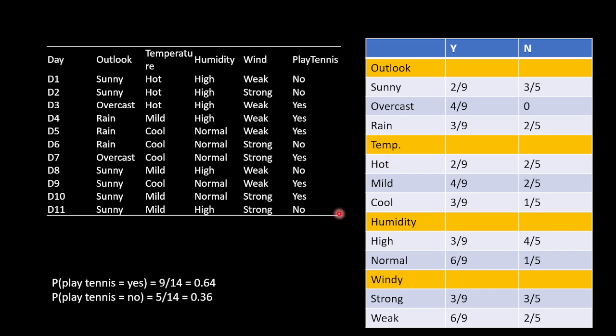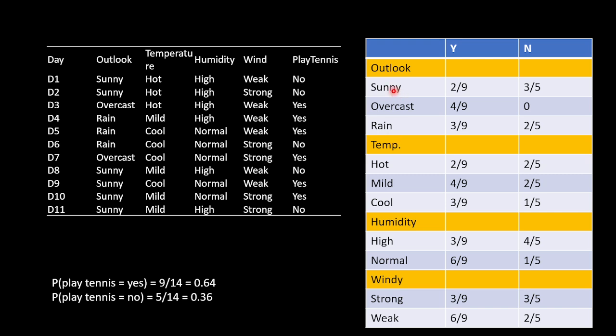Imagine you have 14 combinations. 9 is your yes and 5 is your no. This is your probability of yes and probability of no. Then let us discretize the different variables: outlook, temperature, humidity, wind. Outlook has three distinct attributes, temperature has three more, humidity has two attributes, and wind has two attributes.